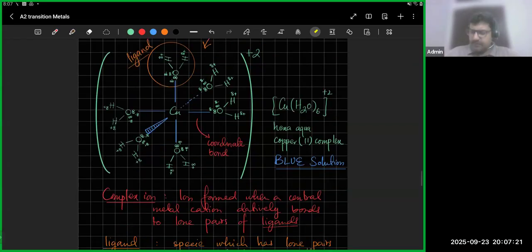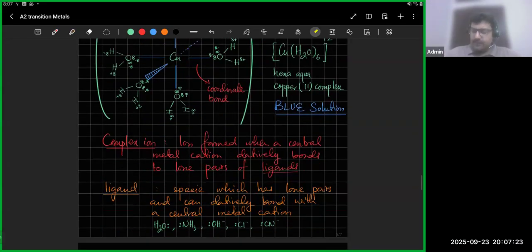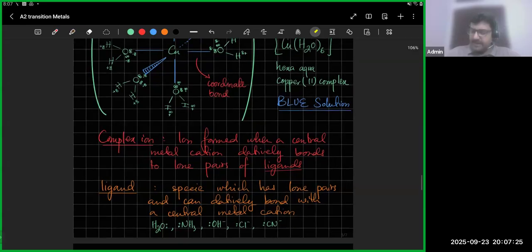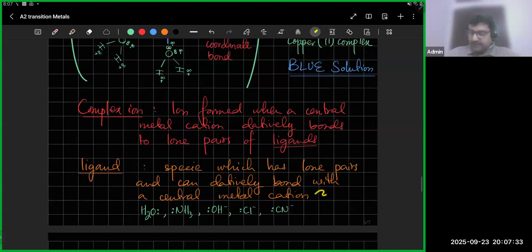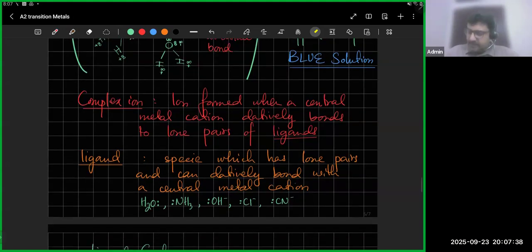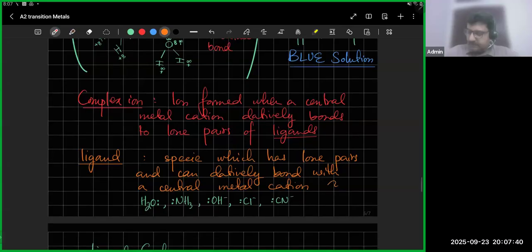We wrote down the definition of a complex ion: an ion formed when a central metal cation datively bonds to lone pairs of ligands. And what's a ligand? It's a species which has lone pairs and can datively bond with a central metal cation, forming a complex ion.